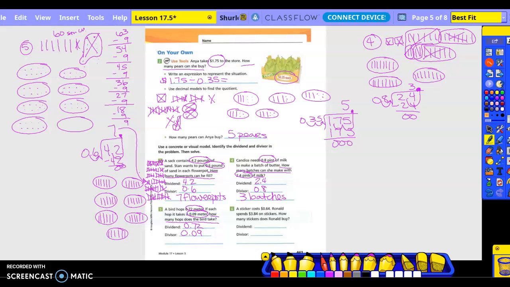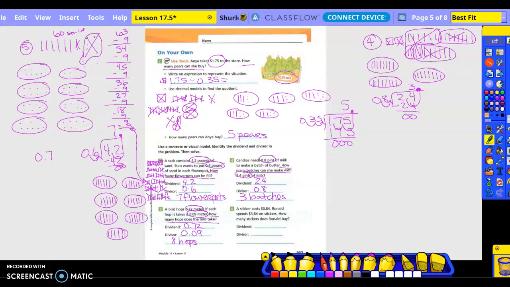9. Can I draw another one? Okay, and I got rid of 9 more. Am I left with anything else? No. Okay, so how many circles do I have? 8. So 8 hops. Okay, let's check it.